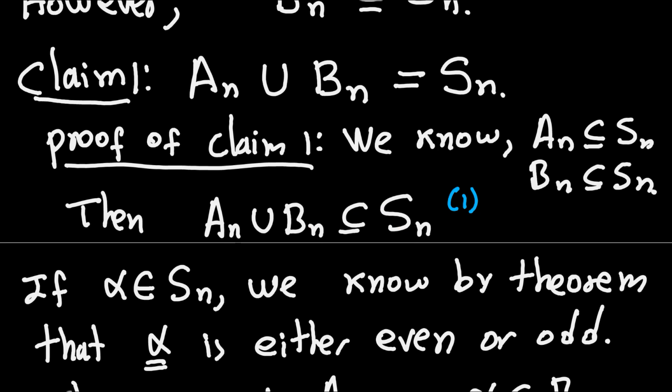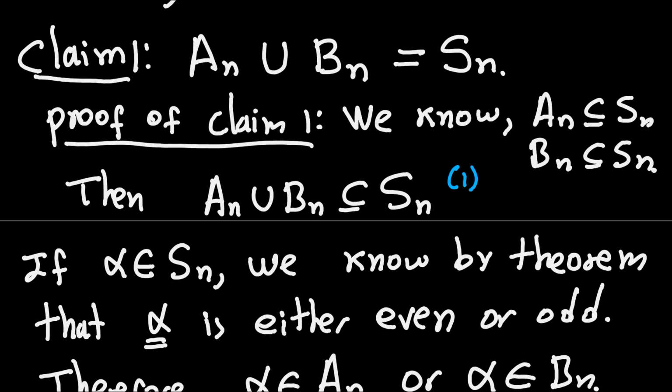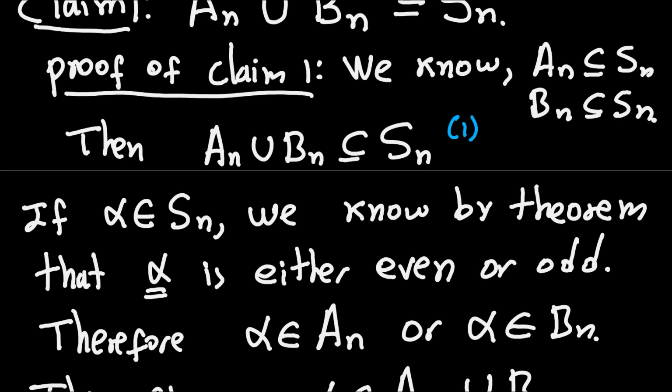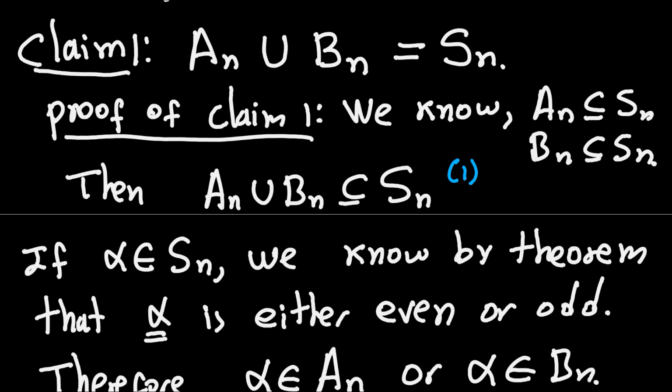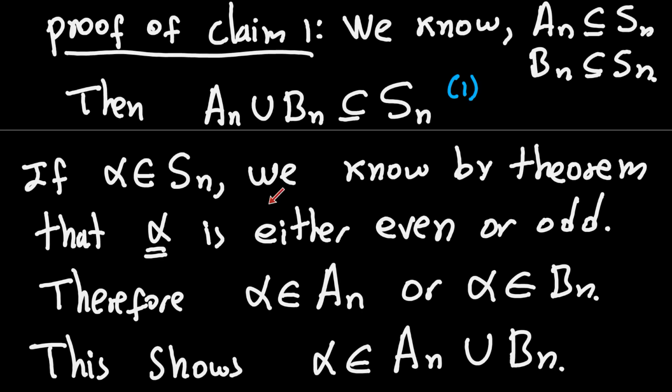Now if I choose the backwards one, meaning that Sn is included in these two, then that will be proof that these two sets are the same. So let's do the other part. For the other part, I'm going to prove that Sn is included in this union. To do that, I'm going to take an element that is in this union. So let's take an element in Sn.